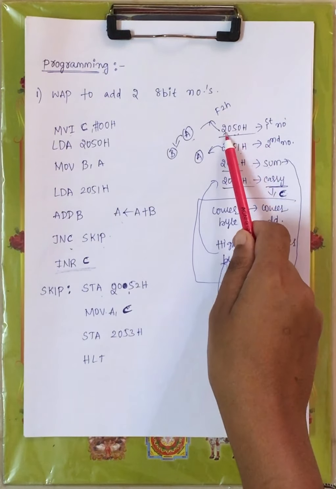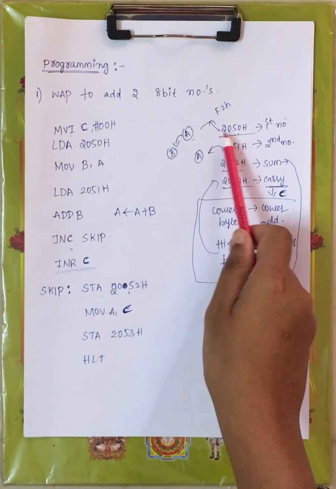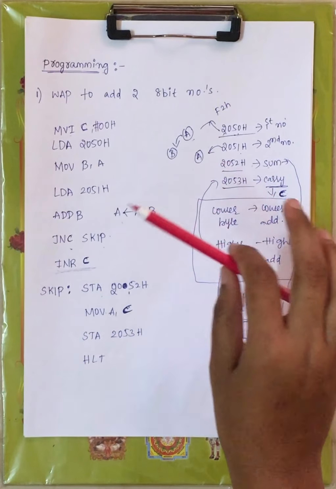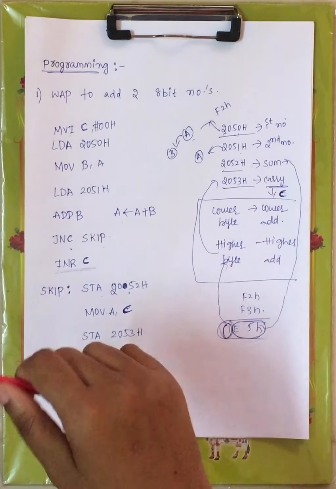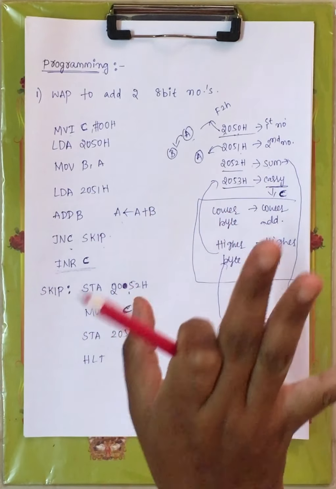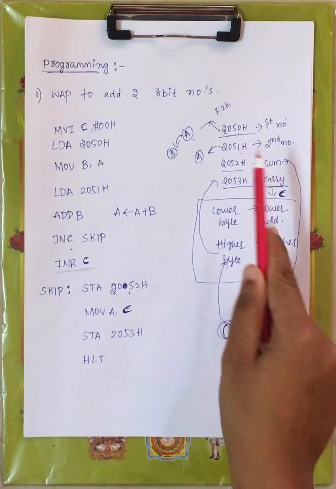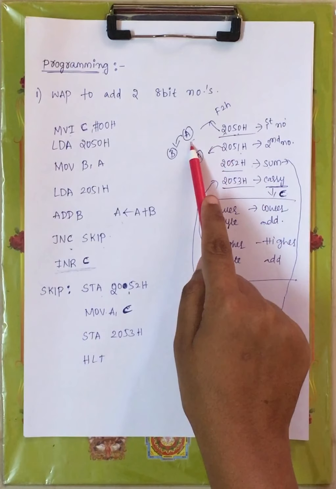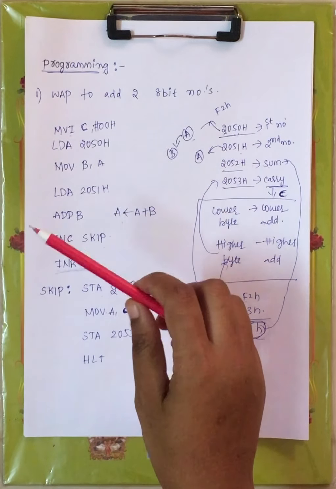First, initially the first number has to move to the accumulator, right? Now why can't we move directly to the B register? We don't have any such instruction to move directly to a specified register, B or C or D or E or H or L. First, initially the contents from the memory location have to be moved to the A register. After that you can move to any other register, right?